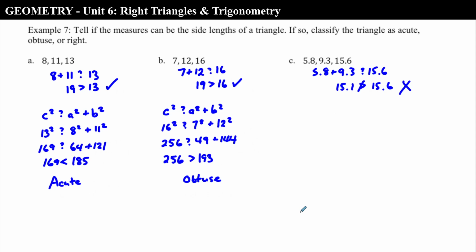All right, so that finishes off our section on the Pythagorean theorem, what we can do with it. Coming up in the next section, we're going to talk about special right triangles, and we'll talk about some of the shortcuts on how to find sides given these special right triangles.